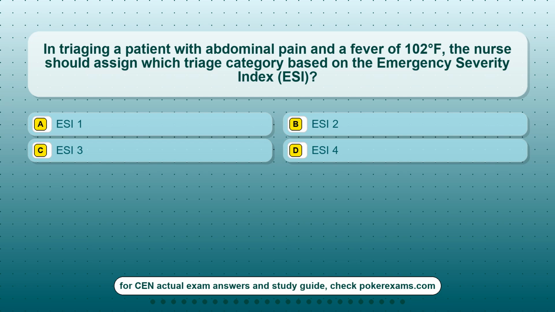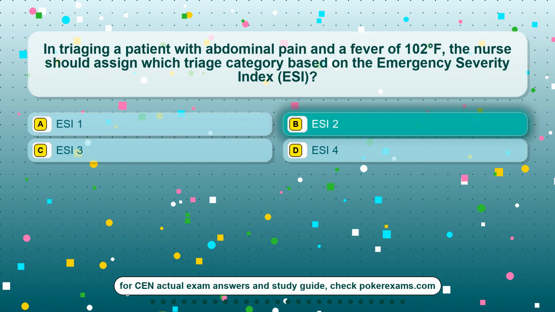Question 4. In triaging a patient with abdominal pain and a fever of 102 degrees Fahrenheit, the nurse should assign which triage category based on the Emergency Severity Index, ESI. Option A, ESI 1. Option B, ESI 2. Option C, ESI 3. Option D, ESI 4.